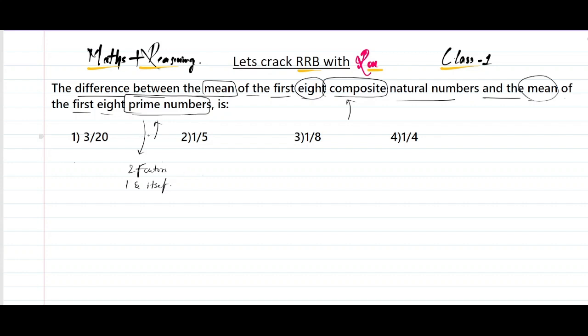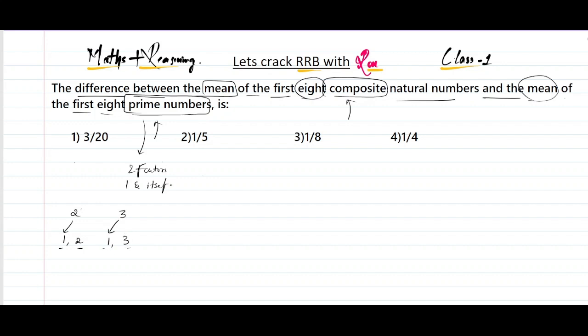You just need to identify which number is a prime number and which number is a composite number. I'll give an example here. If I take the number 2, what are the factors of 2? 1 and 2 only, 1 and itself. So 2 is a prime number. If I take another prime number 3, what are the factors of 3? 1 and 3, so 1 and itself.